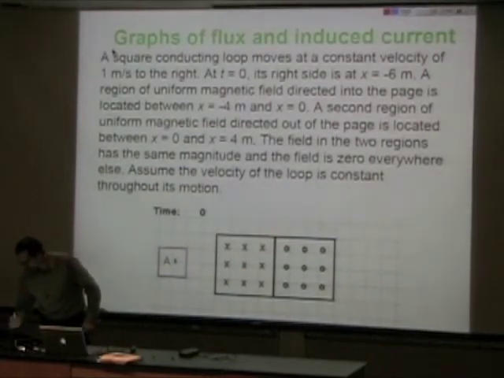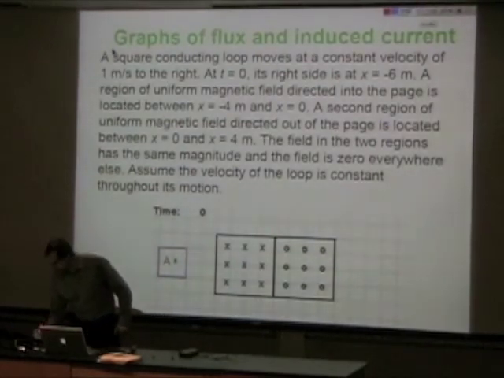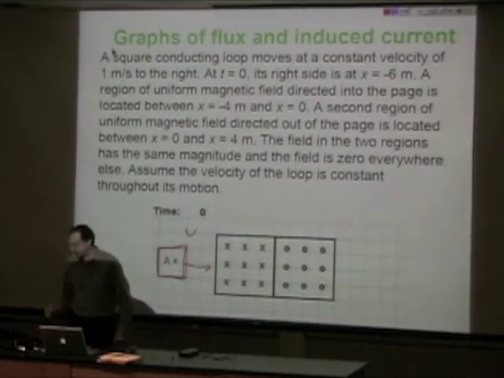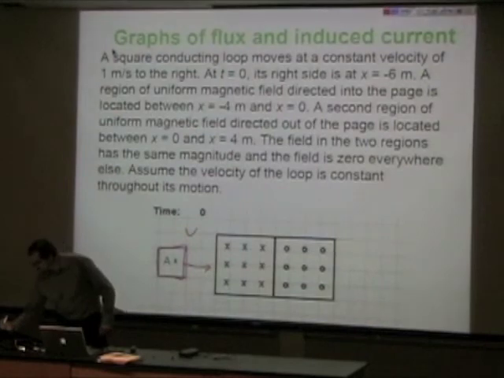Apparently, I don't have it. So what is happening? There is a loop which is traveling at constant velocity. And when it's traveling through two regions with magnetic field, what is happening to it? That's what we have to figure out.